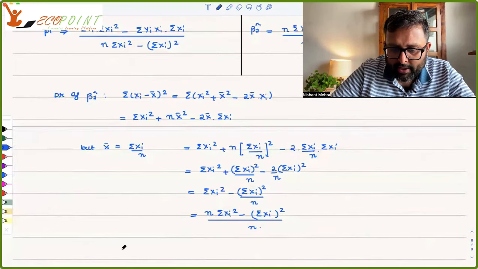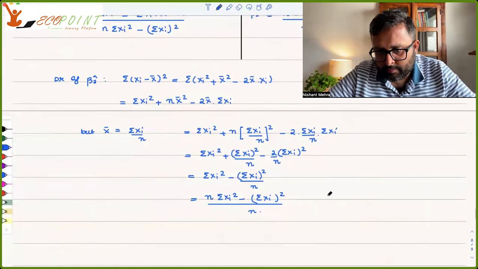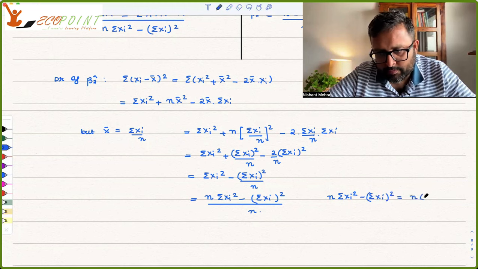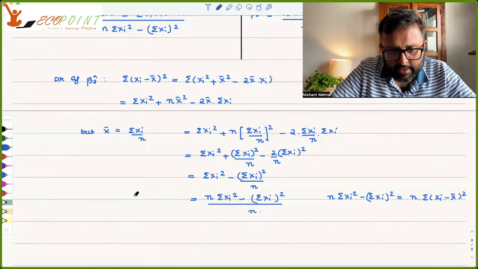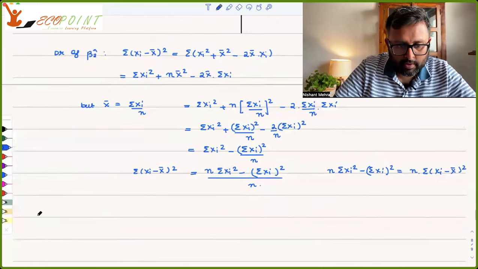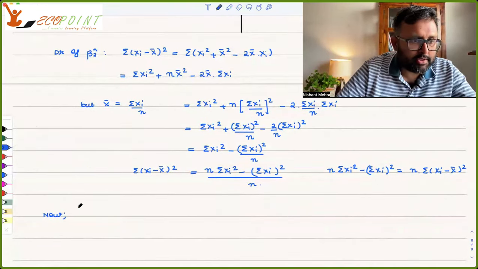So if you look at the denominator, the denominator is this. N summation of xi square minus summation of xi whole square is n into summation of xi minus x bar whole square. So this n will go there, because this is this only. Okay. Now you look at the numerator. I'll write it. Just wait.